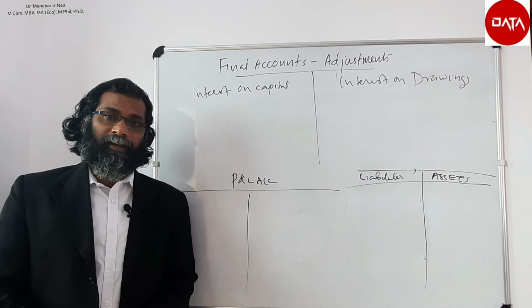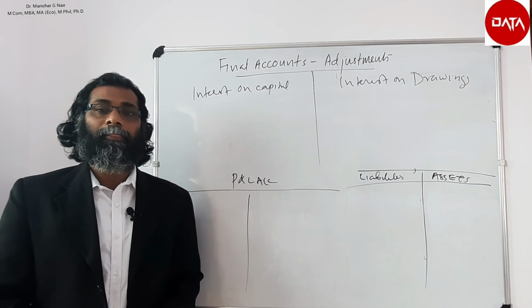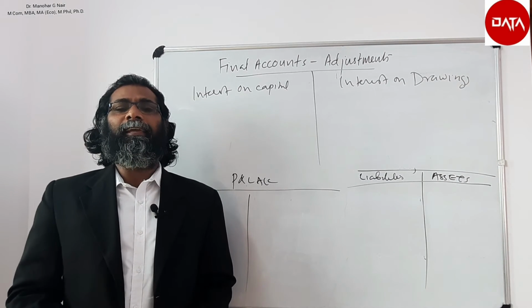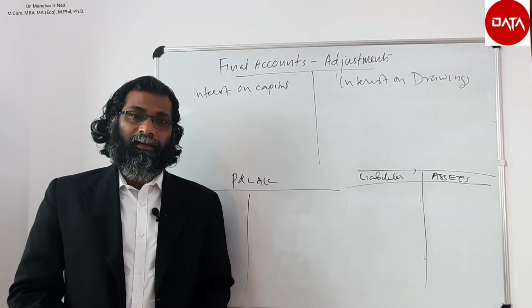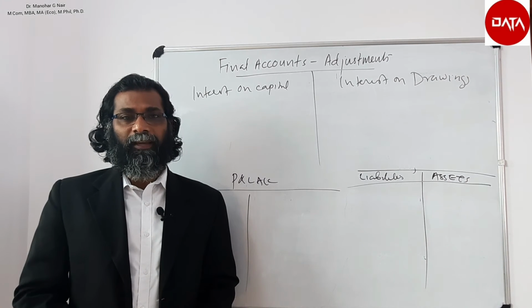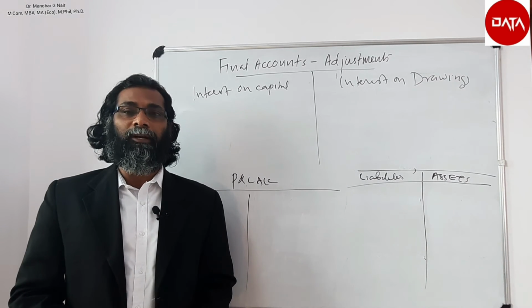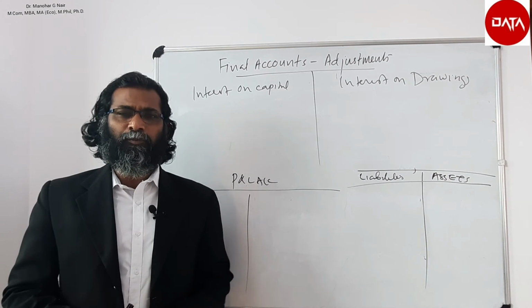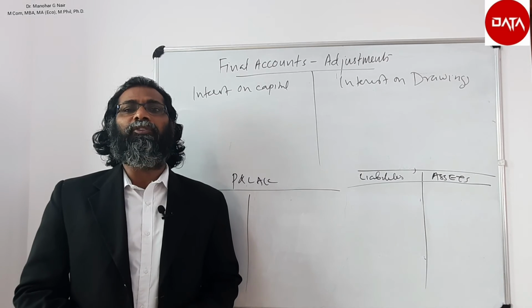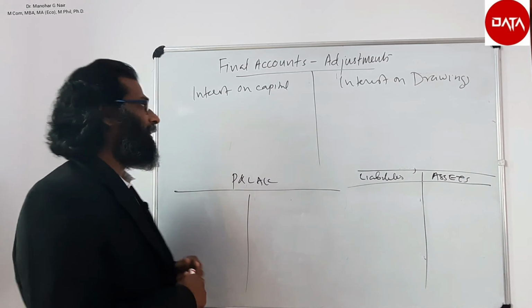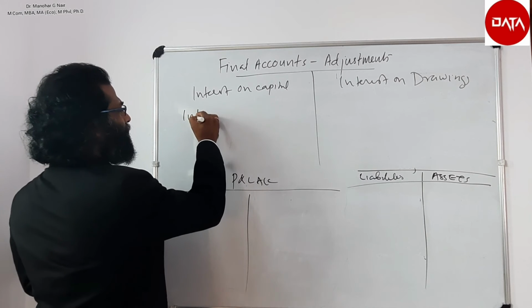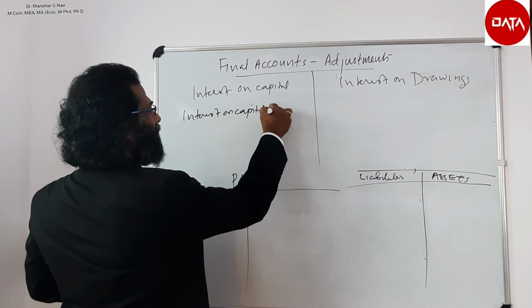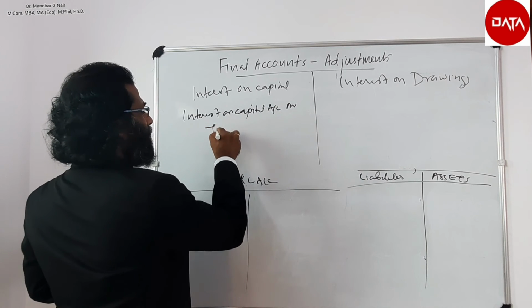The next adjustment is interest on capital. Interest on capital is nothing but a fixed amount paid to the businessman for the amount contributed to the business. So basically it is an expense to the business and an income to the businessman. So the adjusting entry is interest on capital account debtor to capital account.